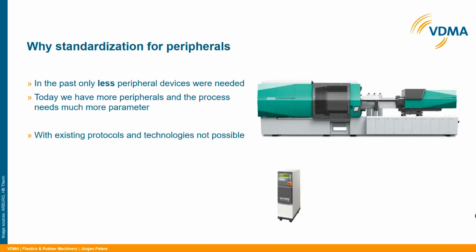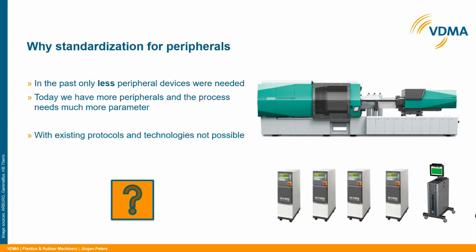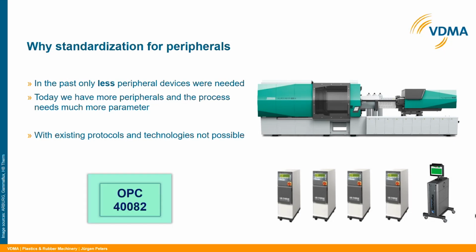In comparison to the past, where we needed no or few external peripheral devices, today we need many more devices and different device types for complex processes. That means we will have many more process parameters. And with the existing protocols and technologies, this isn't possible. For this, a new standard was required, and also new specifications for each peripheral device type. And this was the beginning of OPC UA in the EUROMAP standardization, as Nicola's team said before.